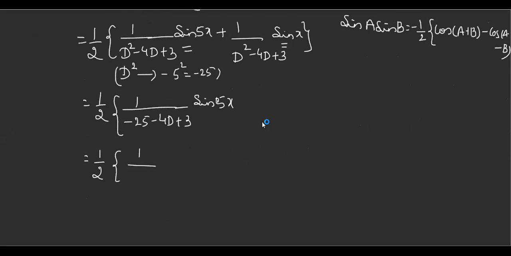Now, what is minus 25 plus 3? Minus 22. Minus 22 and minus 4D. What is common? Minus 2. I'll take minus 2 common. Now, after taking minus 2 common, write the terms. What remains? Among minus 22, if you have taken a minus 2, it means 11, plus 2D. Very good.